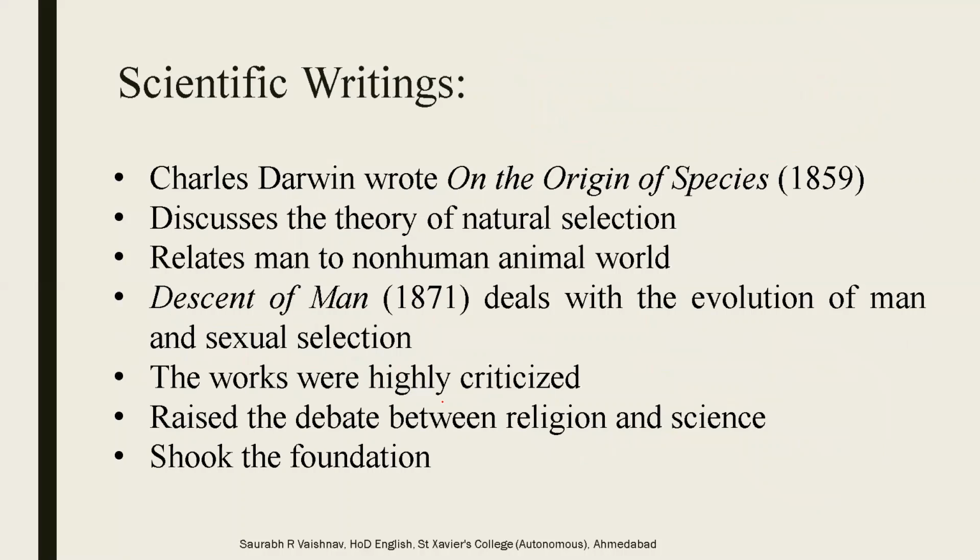The last point in today's session about Victorian age non-fictional prose is about scientific writings. We have earlier discussed religious writing, and now scientific writings. Charles Darwin wrote and published On the Origin of Species in 1859. Now, this work discusses the theory of natural selection.